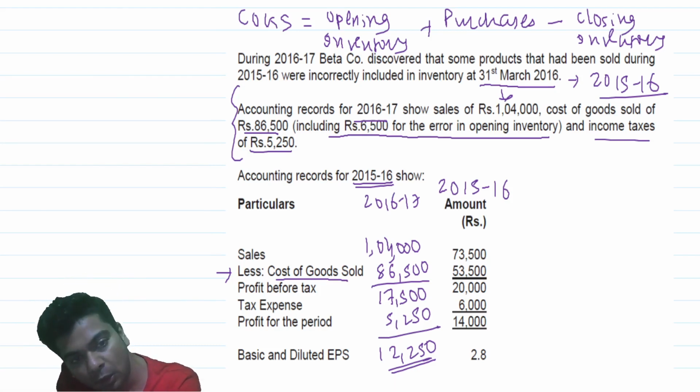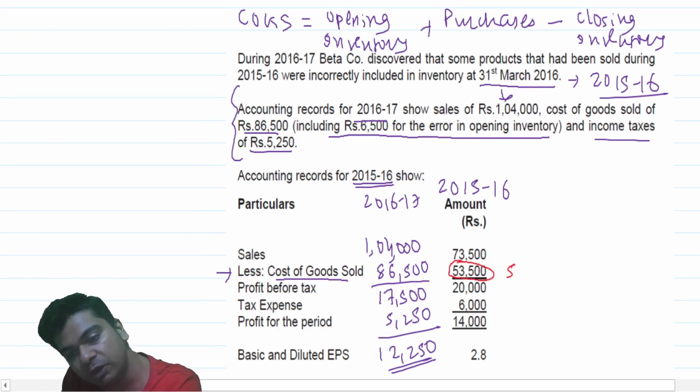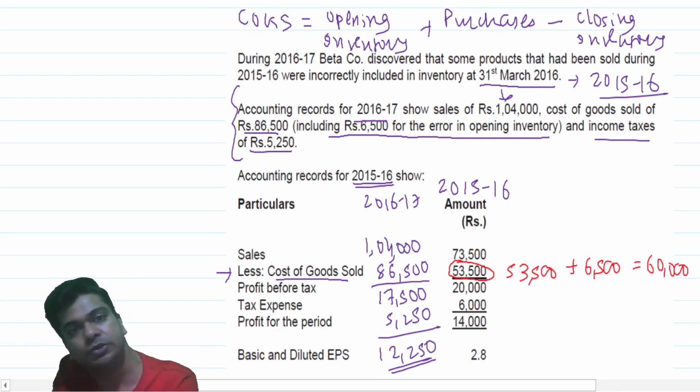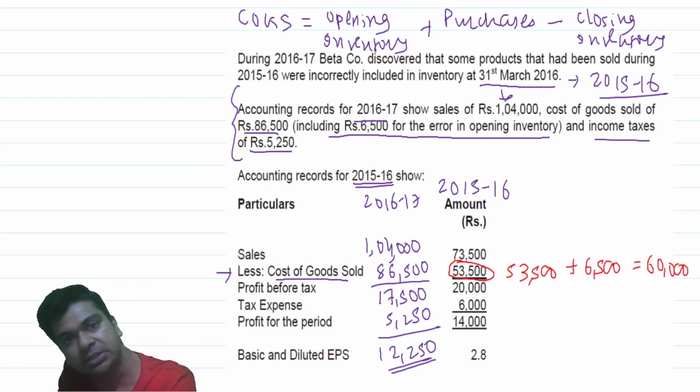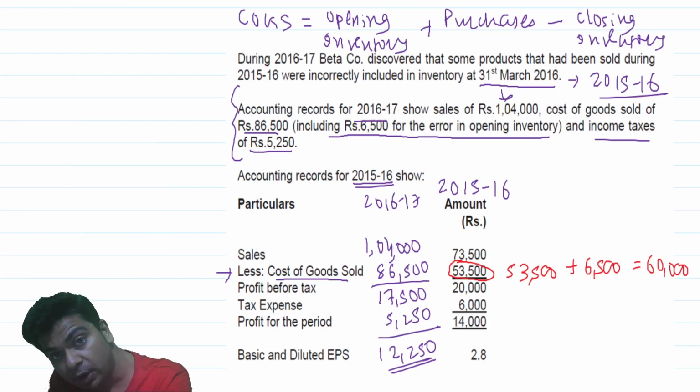You get my point? What you will have to do is this 53,500 which they have given to us, I will have to increase this figure by 6,500. That means this figure will become 60,000. The correct cost of goods sold in the previous year, had the error not been committed, would have been 60,000 rupees. I hope you are comfortable.